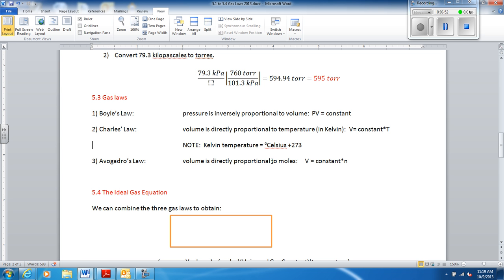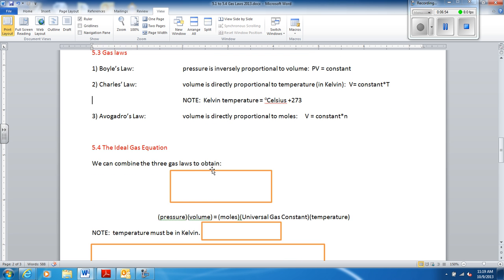All right, and we can use these 3 laws to get the ideal gas equation, which is PV equals nRT. This is a very important equation. That's why I wrote it in red. The P right here is pressure, V is volume, n stands for moles, R is the universal gas constant. You'll see what that is in a moment. It's a constant, and T is temperature in Kelvin.